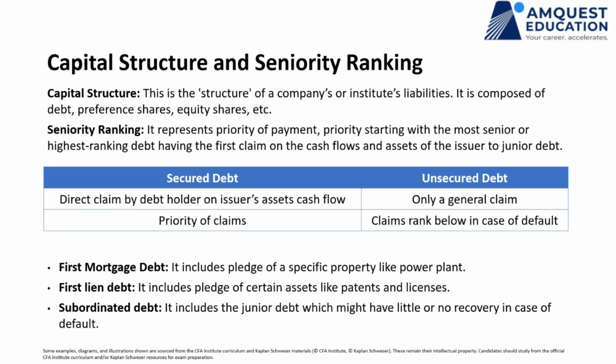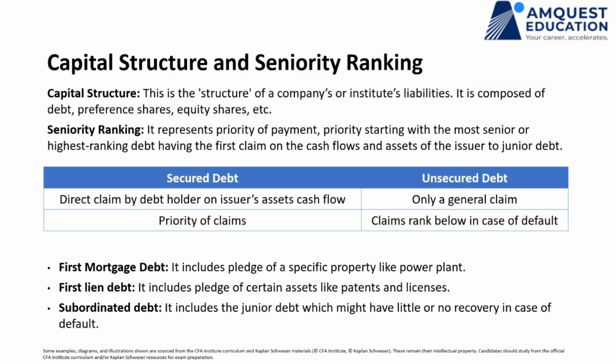Now, when we look at credit risk, obviously seniority of an instrument is very important. When I say seniority, step one is capital structure. This is the structure of a company's or institute's liabilities. It is composed of debt, preference shares, and equity shares. In a capital structure, debt is the senior, preference is in between, and equity is the most junior security. So the risk of debt is lowest and the risk of equity is the highest.